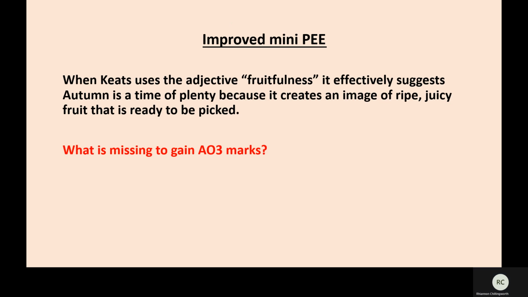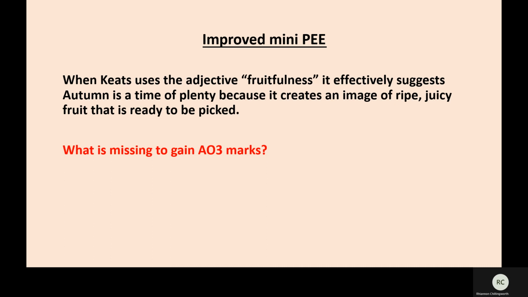So here is one written in a more familiar technique to you, hopefully. When Keats uses the adjective fruitfulness, it effectively suggests autumn as a time of plenty, because, and remember, every mini PE you ever write should always have the word because in, because it creates an image of ripe, juicy fruit that is ready to be picked. Now that is far more succinct, that is far more focused in its how, in its analysis, simply because they have embedded that one word quote in the sentence near the start.